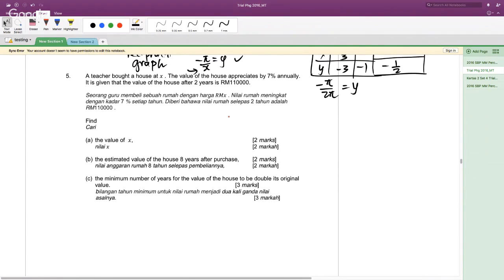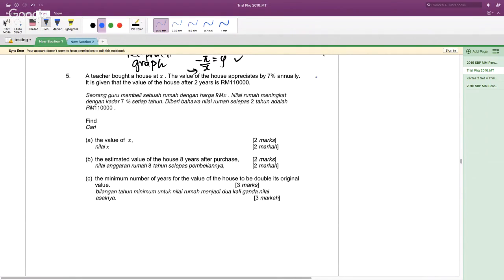Okay, so what I will do here is basically call the first year, which is A here, X. Then we will have the next one. Since we know it appreciates 7%, that means 100% plus 7%, so we have 107%. 107% in decimal should be 1.07. So this one I know is multiply by 1.07.